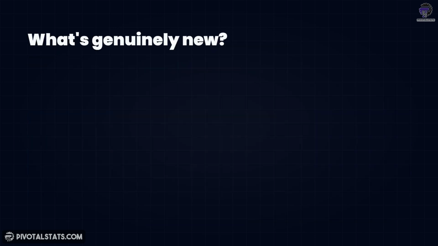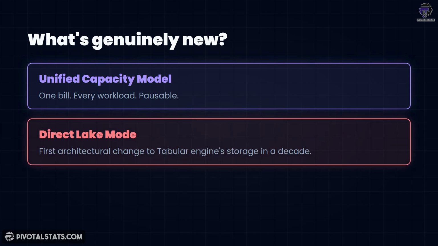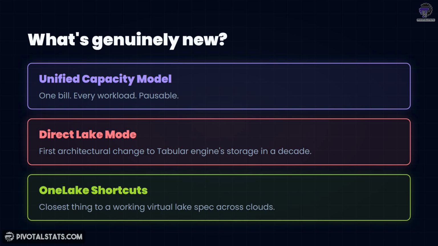What's genuinely new, in my view, is three things. One, the unified capacity model where one bill covers every workload and you can pause it. Two, Direct Lake mode in the Power BI engine, which is the first real architectural change to the tabular engine storage model in over a decade. And three, OneLake shortcuts, which are the closest thing that the data industry has to a working virtual lake spec across clouds. Everything else is integration and packaging, which is definitely not a criticism. The integration is the value proposition. But you should not believe anyone who tells you Fabric is a from-scratch new platform.